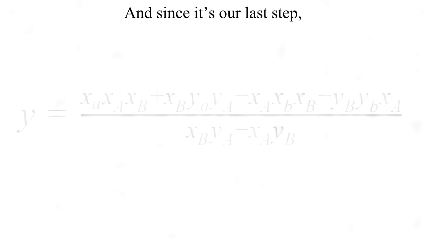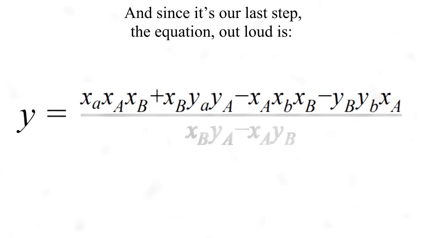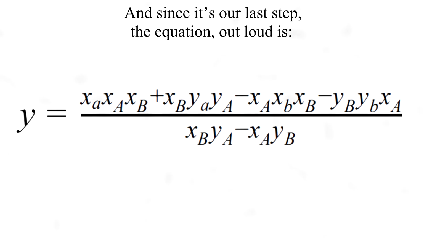And since it's our last step, the equation out loud is y equals xa, x big A, x big B, plus x big B, y A, y big A, minus x big A, x B, x big B, minus y big B, y B, x big A, all over x big B, y big A, minus x big A, y big B.